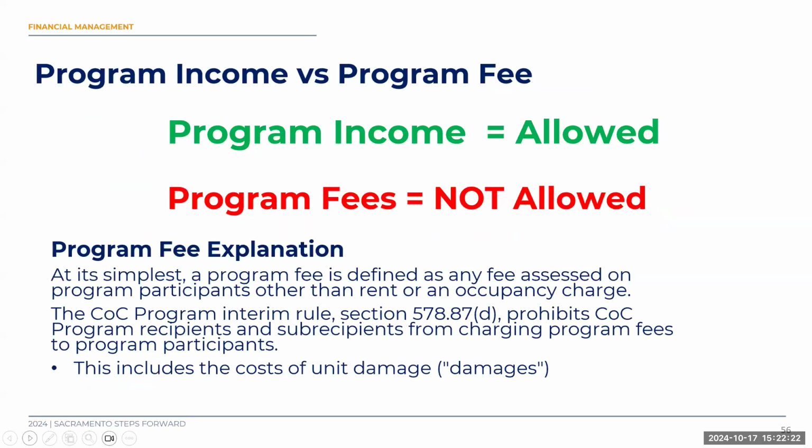So program income versus a program fee. Program income is allowed. You can generate program income through eligible activities. You cannot, under any circumstance, have a program fee. They are not allowed in any CoC program design. The way HUD is thinking about fees and talks about fees is, at its simplest, a program fee is any fee that's assessed other than rent, if you're a rental assistance program, or occupancy charges if you're a leasing program that chooses to implement a charge for staying in that unit.